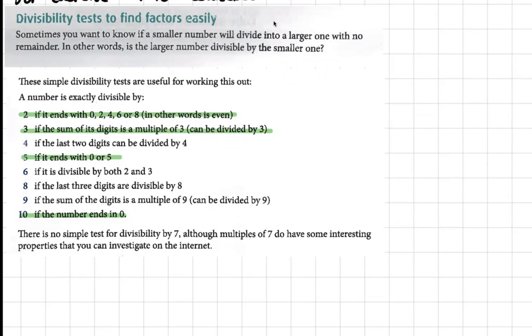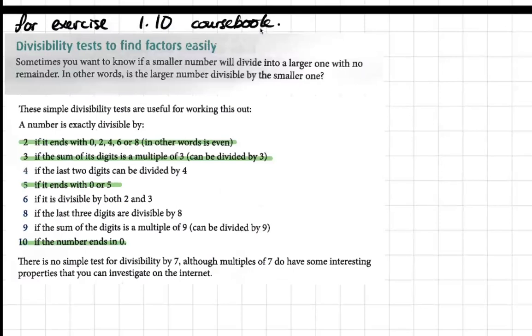So this divisibility test is to say that a certain number can be completely divided by the following numbers here. These are the ones that I normally use. So I just use trial and error after that. Nothing much here, but this should help you to complete your exercise 1.10 of your mathematics course book.